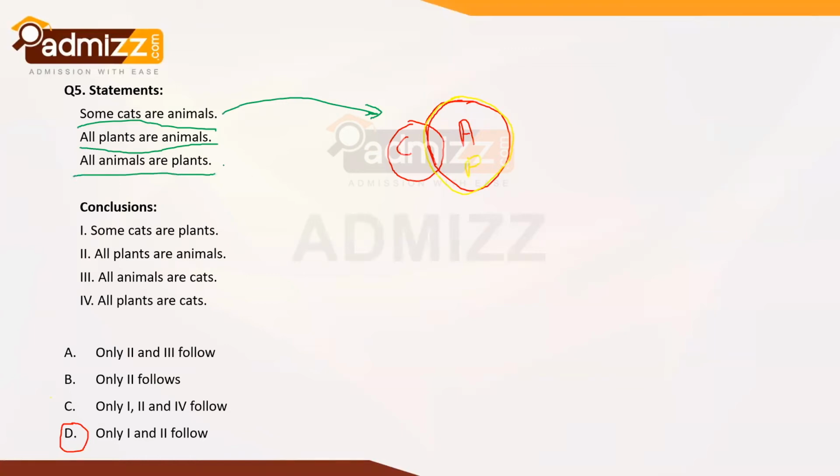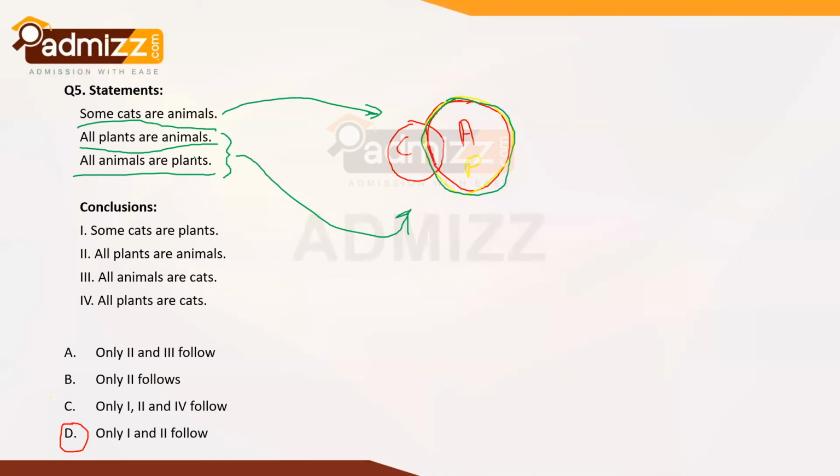All animals are plants. What these last two statements mean is that the set of plants and animals are mutually encapsulated within one another, right? Since all plants are animals and since all animals are plants, they are mutually encapsulated. So they share the same boundaries in this particular Venn diagram.